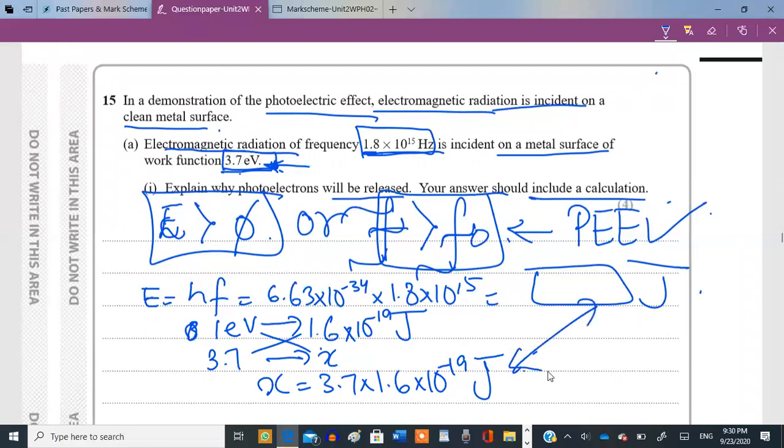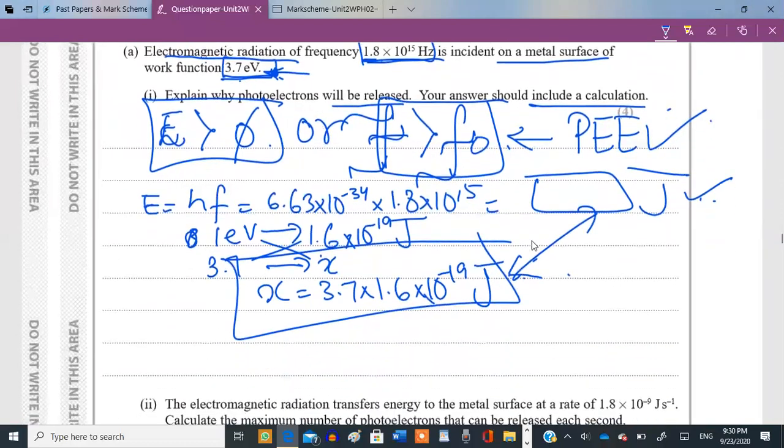Compare these two. If this energy is greater than the work function energy, then definitely the photoelectric effect will occur. 5.92 into 10 to the power minus 19, and 5.92 is greater than 3.7 into 10 raised to the power.